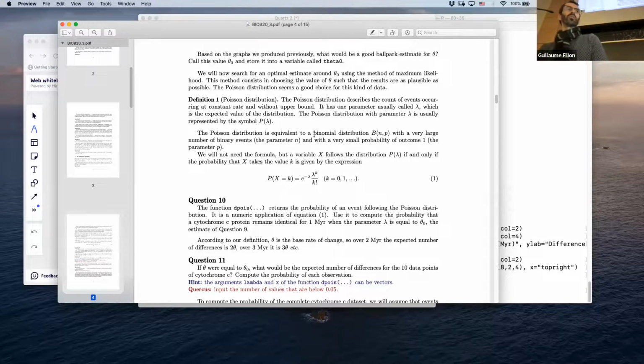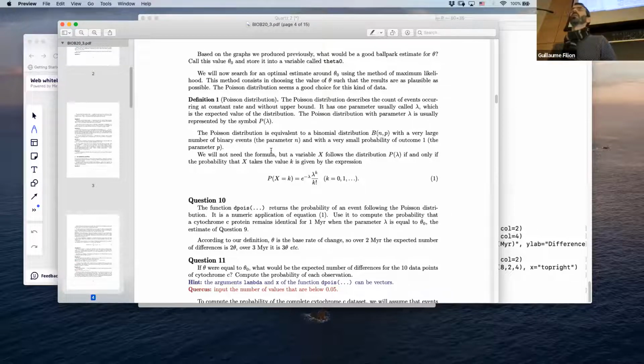The Poisson distribution is equivalent to a binomial distribution B(n, p) with a very large number of binary events, the parameter n, and with a very small probability of outcome 1, the parameter p, also known as the probability of success. The way we showed this in the video is that you take the time of evolution and cut it into smaller and smaller pieces. The average remains the same, an average of 1 mutation per unit time, but it would be the sum of the number of mutations in these tiny infinitesimal intervals. If you do that, then it corresponds to a Poisson distribution. So that's one way you can think of the Poisson.